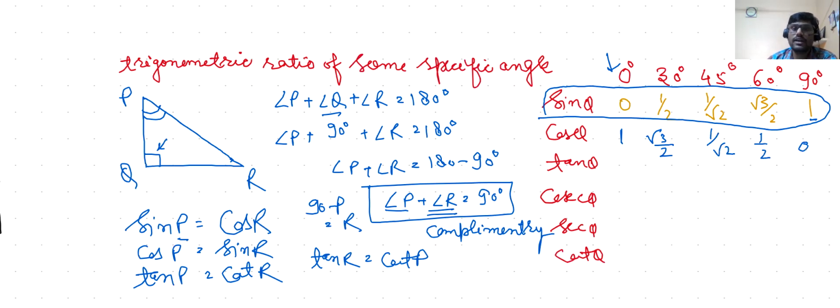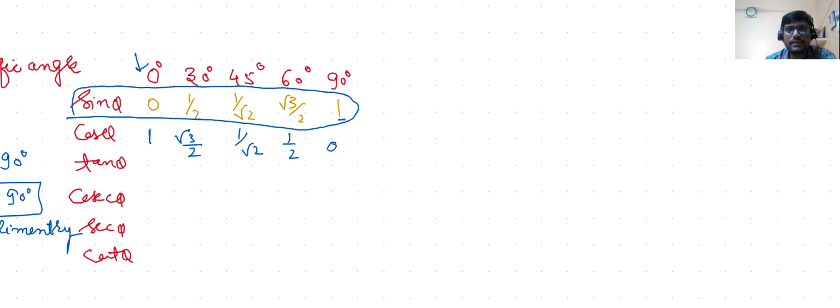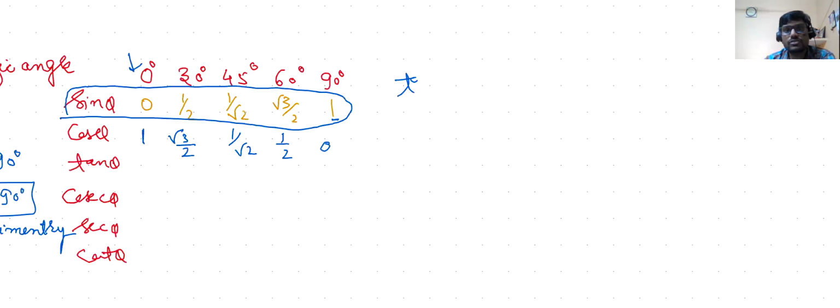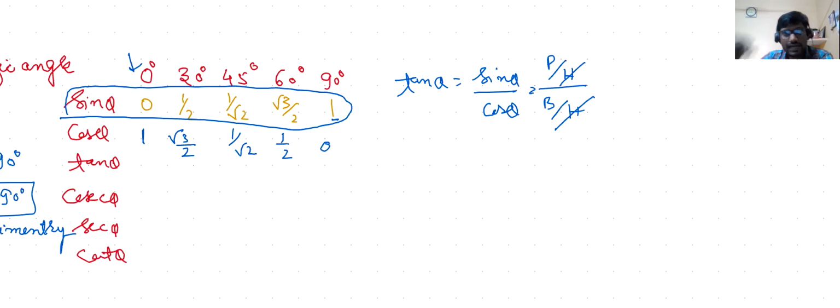And I have already explained that tan theta is equal to sin theta upon cos theta. Why? Sin theta can be written as perpendicular upon hypotenuse and cos theta can be written as base upon hypotenuse. So the hypotenuse cancels out, and it is written as perpendicular upon base.